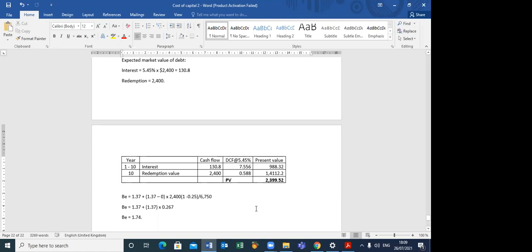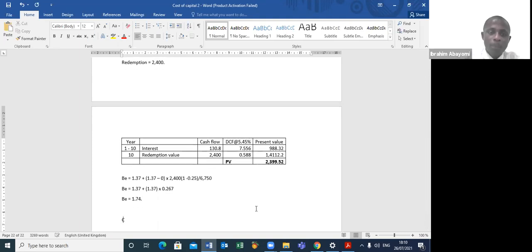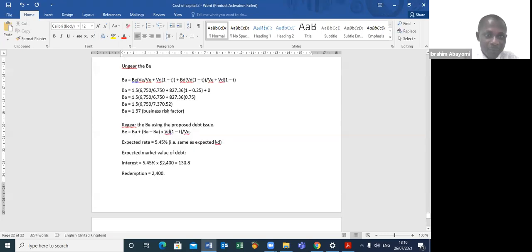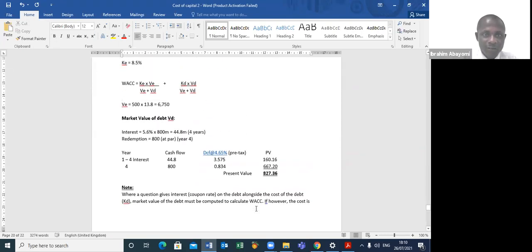Okay, thank you. So from here, we can compute our cost of equity using CAPM. Using CAPM, we can compute our cost of equity.